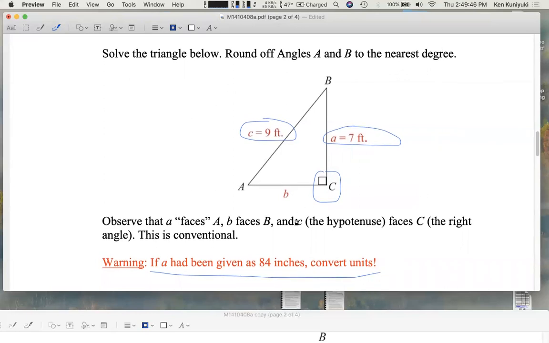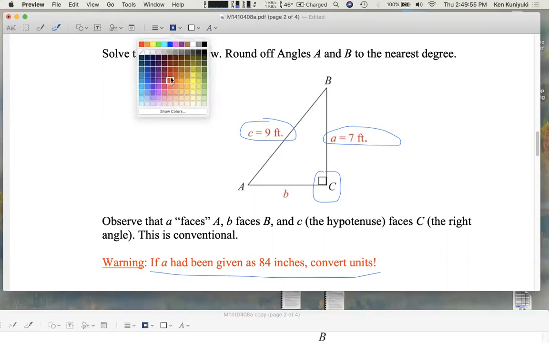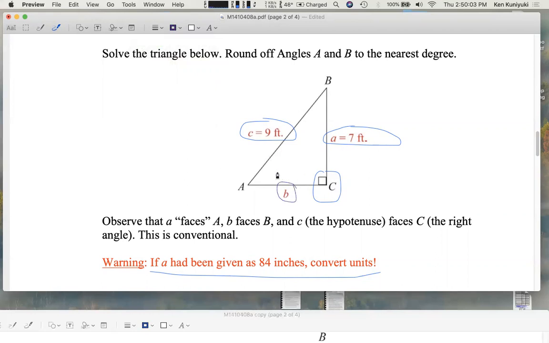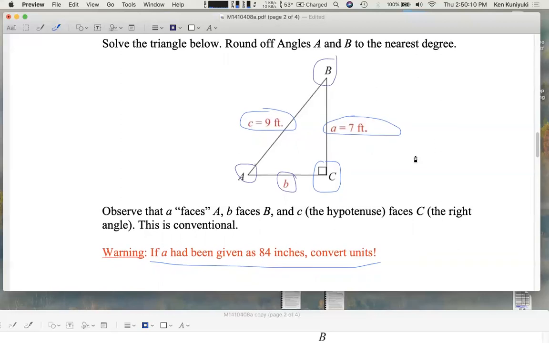Now, first of all, I'm giving you the right angle here and 2 side lengths. Now, what's missing? What do we need to find? We need to find the length of little b, and we need to find the measures of angle A and angle B. I'll double circle these. We need these 2 angles and this side length.